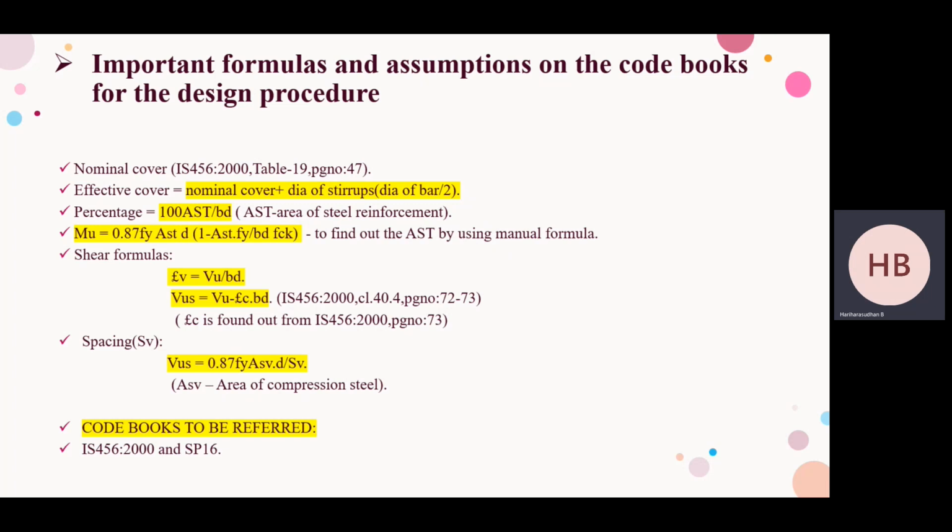These are some important formulas and assumptions from the code books for the design procedure. Nominal cover I have told already: IS 456 table 19, page number 47. Effective cover is equal to nominal cover plus diameter of stirrups plus diameter of bar divided by 2. In the fourth step, we can find the Ast by the manual formula Mu is equal to 0.87 fy Ast d into 1 minus Ast divided by bd fck. To find the shear, we have two formulas. Tau v is equal to Vu divided by bd, and Vus is equal to Vu minus tau c into bd.